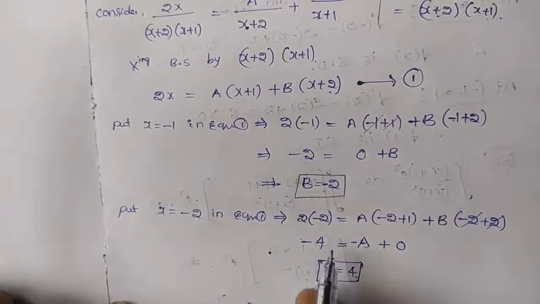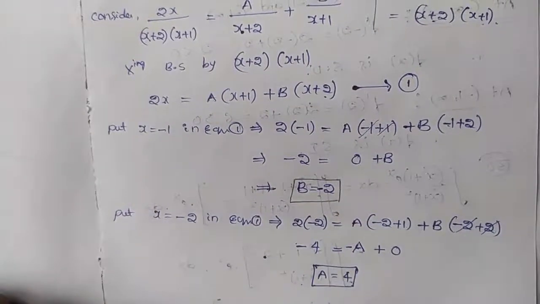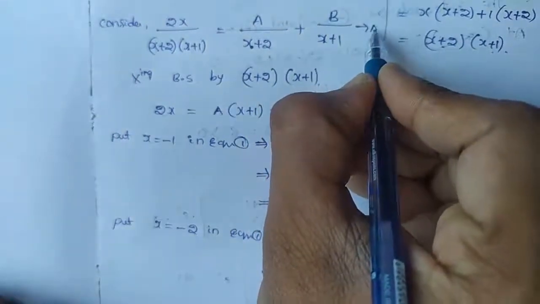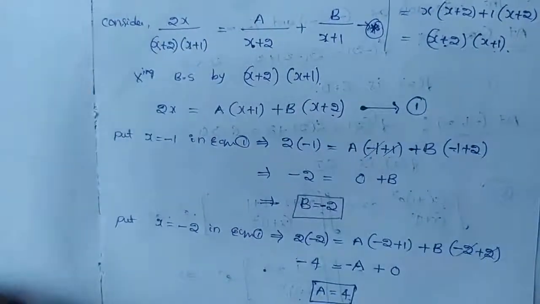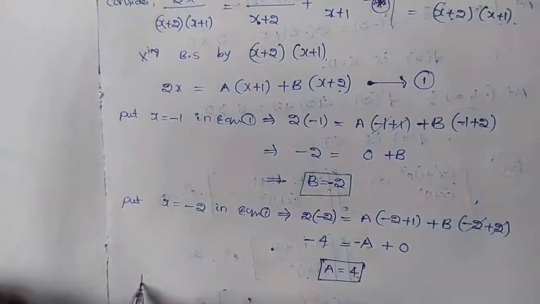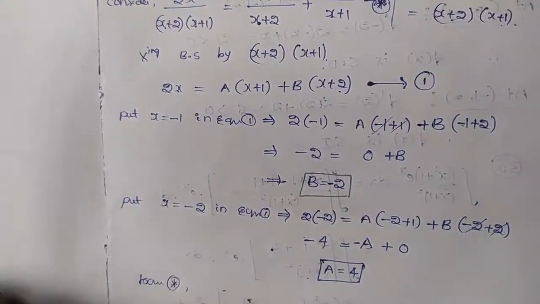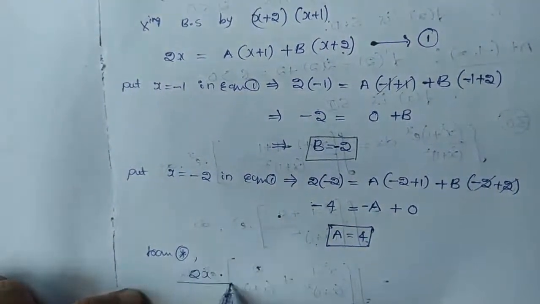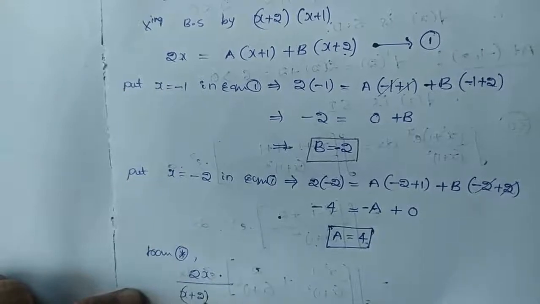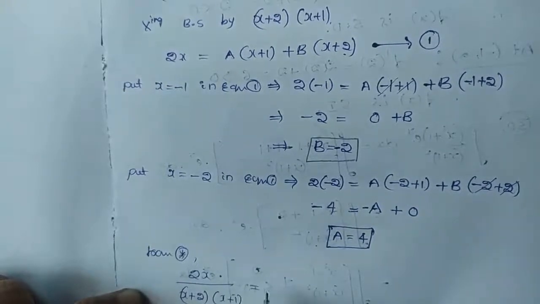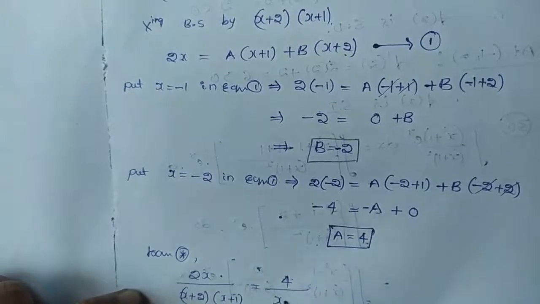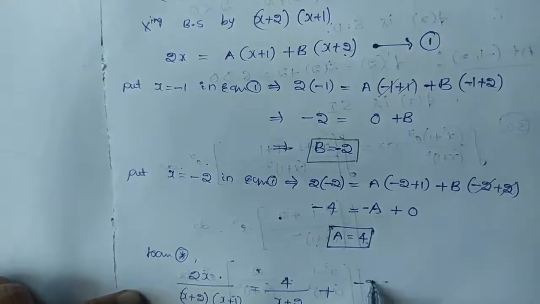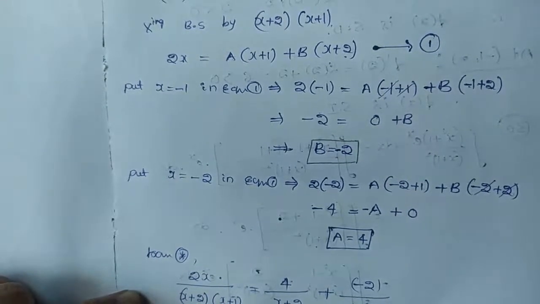Now substitute this A and B in the star equation. From the equation we considered, 2x divided by x plus 2 into x plus 1 equals A, which is 4, divided by x plus 2, plus B, which is minus 2, divided by x plus 1.